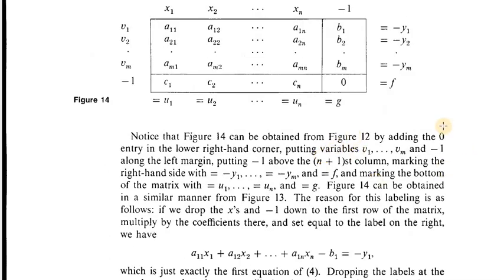The other innovation here is that you don't put F and G in this box. G is the sum of V1 B1 plus V2 B2, dot, dot, dot, plus Vn Bn. It's V1 times B1 plus V2 times B2, etc. All right, and the F is C1 x1 plus C2 x2, dot, dot, dot, plus Cn xn.